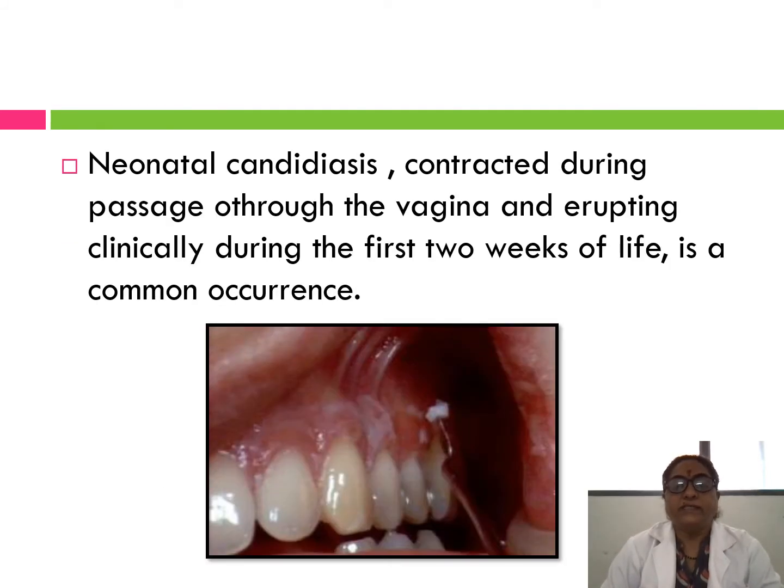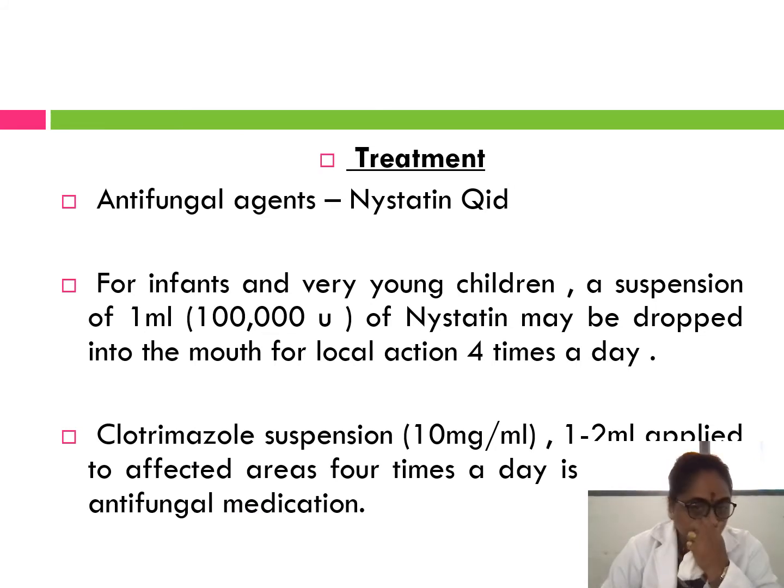Neonatal candidiasis is contracted during passage through the vagina, erupting clinically during the first or second week of life. It is a common occurrence and can be easily wiped out or taken care of. The treatment is an antifungal agent, where nystatin QID has to be applied. For infants and very young children, a suspension of 1 ml of nystatin may be dropped into the mouth for local action 4 times a day. Then clotrimazole suspension, 10 mg per ml, 1 to 2 ml is applied to the affected areas 4 times a day, and the antifungal medication has to be started. This is the treatment for it.